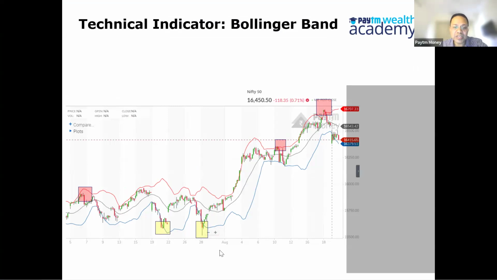Okay, so now here you see, these are the places where price has gone beyond 2 standard deviation: minus 2 standard deviation, minus 2 standard deviation, minus 2 standard deviation, plus 2 standard deviation, right? These are the combinations.